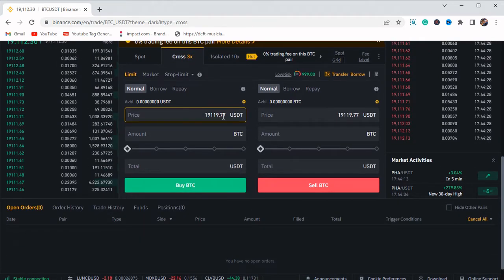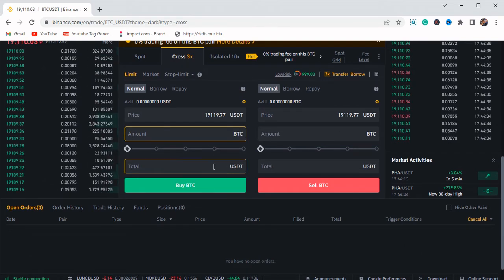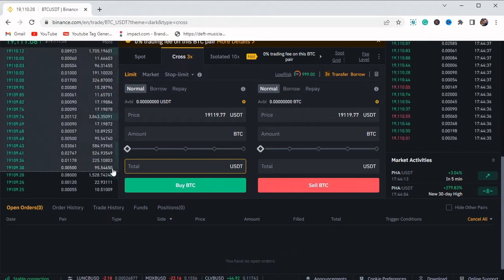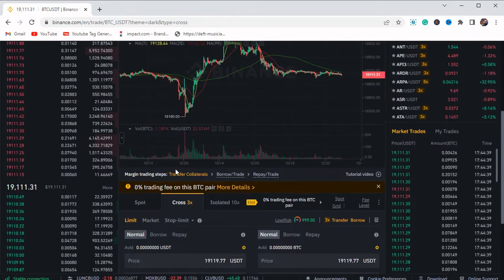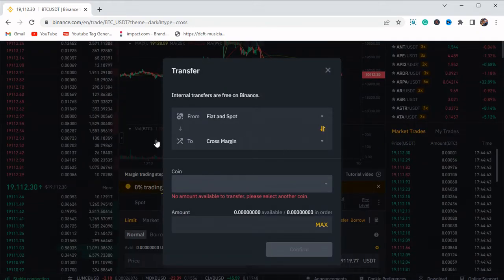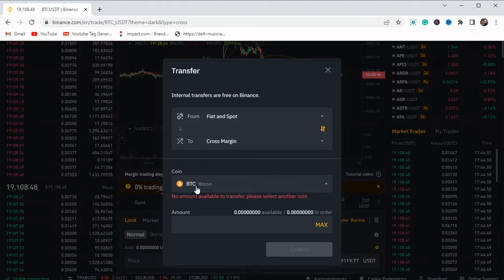This is the current price for USDT here. So for us to trade it, we need to deposit USDT into our account. To do this, you are going to click on transfer collateral. Okay, so once you click on transfer collateral, then we change this BTC to USDT. This is where my balance is. In this scenario, I'm going to transfer $12 to my margin wallet.